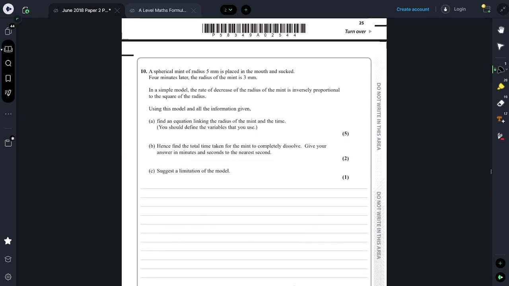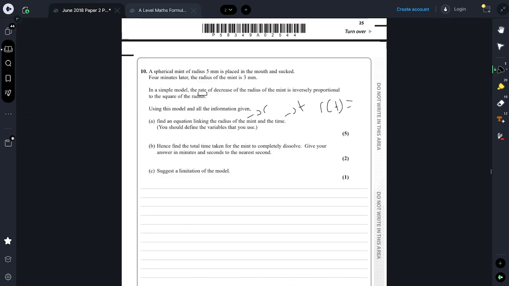Okay, let's end with differential equations. A spherical mint of radius 5 is placed in the mouth and sucked. Oh boy. 4 minutes later, the radius is 3. In a simple model, the rate of decrease of the radius is inversely proportional to the square of the radius. Using this model, find an equation linking radius, which is r, and time t.